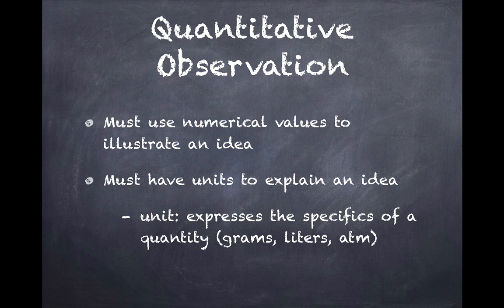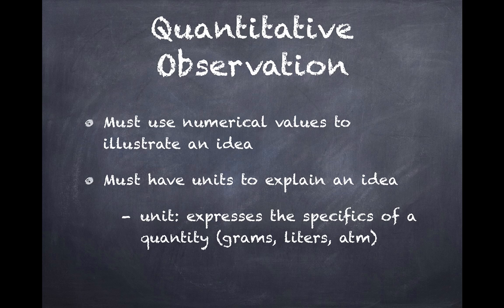All right, so in quantitative observation, as I mentioned before, you have to use numerical values to illustrate an idea. And you must have units for those numerical values in order to explain that same idea. If I said that I have 4 of something, many of you would be confused because I could be talking about 4 apples, 4 oranges, 4 pounds of something, 4 grams of something. People are not really sure what I mean by just saying a number. That's why we have units.